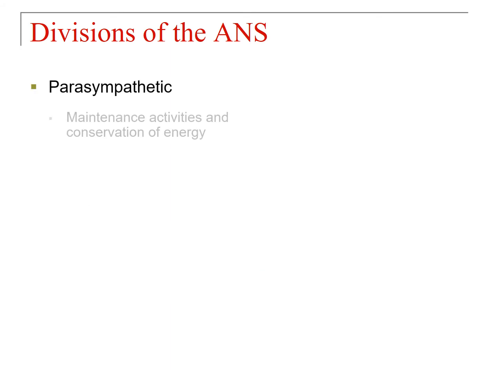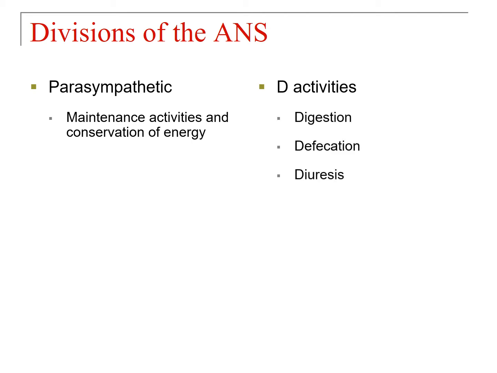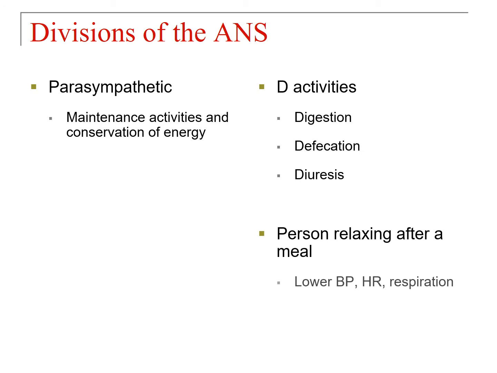The parasympathetic nervous system is involved in maintenance activities and the conservation of energy. And so this covers D activities: digestion, defecation, diuresis. A good example of when the parasympathetic system is actually on is when a person is relaxing after a meal. So you have a lower blood pressure, lower heart rate, lower rate of respiration, GI activities high. You have that warm, fuzzy feeling from warm skin and constricted pupils.